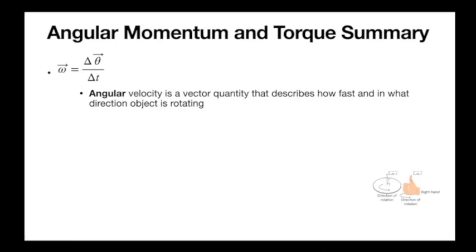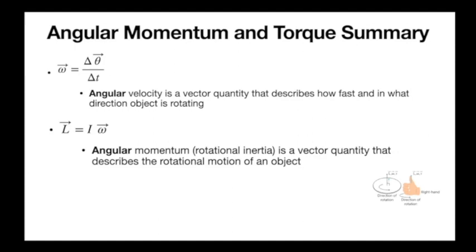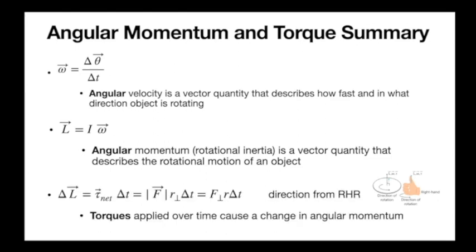Angular momentum: angular velocity, omega, is just our change in angle over a change in time. Multiply that by our angular mass, I, or our rotational inertia, and we get our angular momentum. And then how do we change angular momentum? We apply a torque over time, and torques are created by forces.